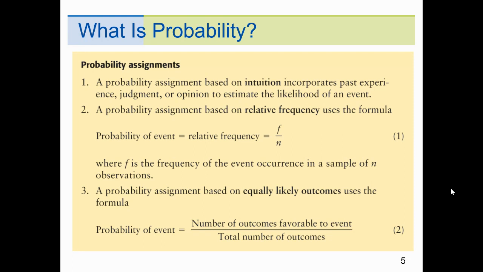13 of those cards are clubs. So the probability of me picking a club at random would be favorable 13 out of a total of 52. We'll see many, many examples of this as we move forward. So, three ways, and basically the relative frequency and equally likely outcomes are the only two things that should be tested on, because I can't test you on intuition.